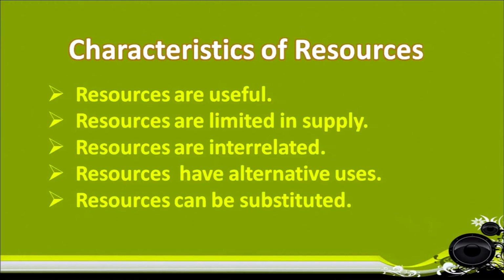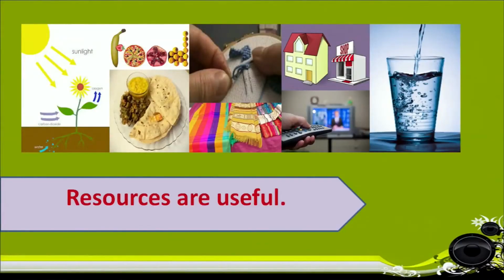Now we will understand different characteristics of resources. Resources are useful. Resources are limited in supply. Resources are interrelated. Resources have alternative uses. And resources can be substituted. Now we will learn one by one. Resources are useful. In these pictures, you are seeing many resources which are part of our daily life and they are very useful for healthy living.